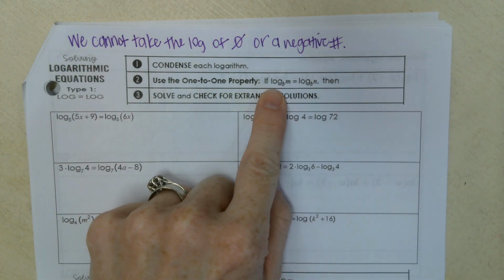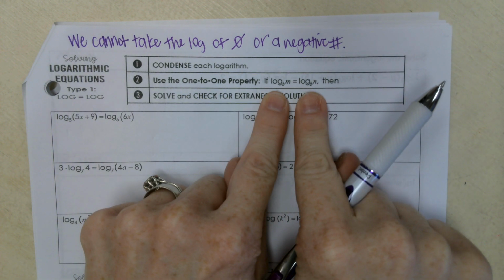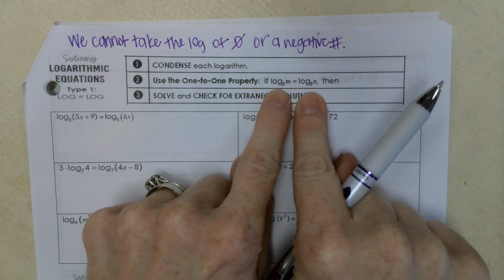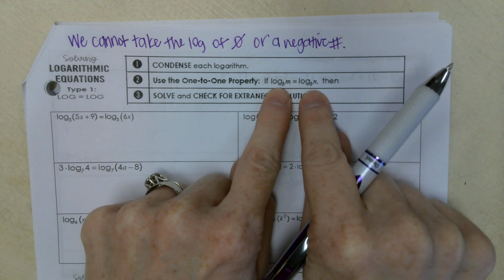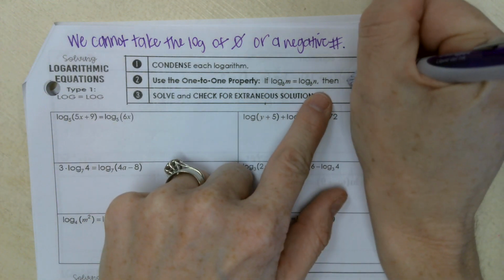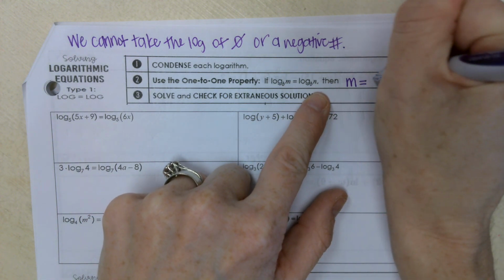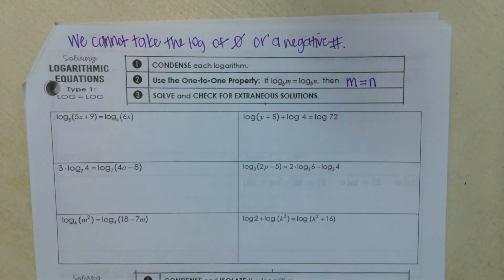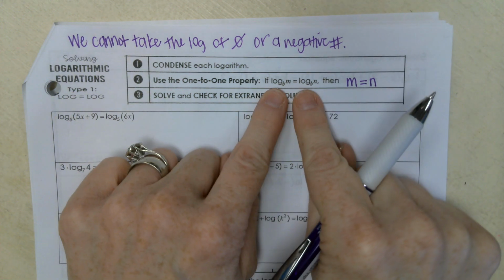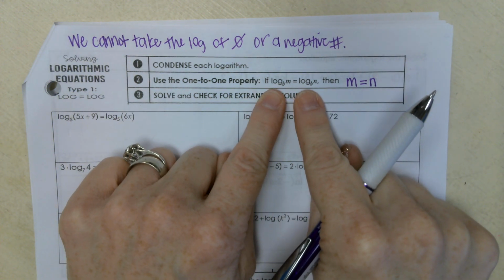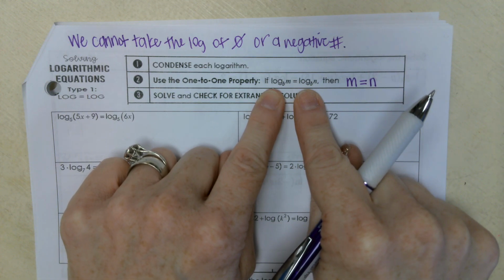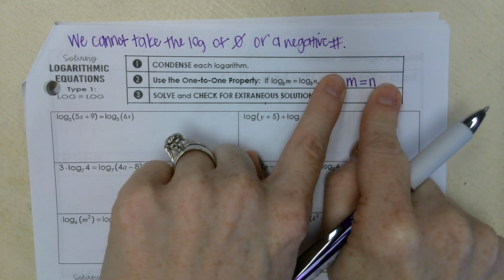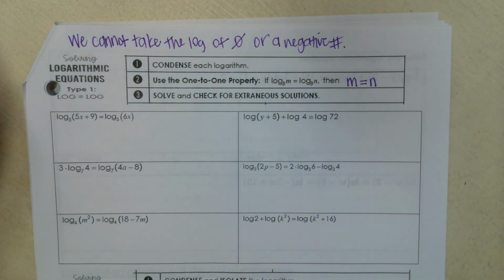If both sides of my equation are equal to each other, if I have log base 2 of m and log base 2 of n, then we know that m and n are equal to each other. So, I know this sounds funny, but we can basically say we're going to drop the logs. Yes, I know that sounds gross, but we can drop the logs and then solve for our variables, okay?